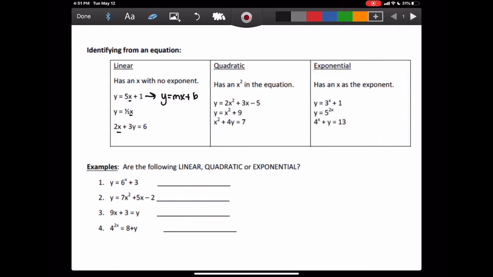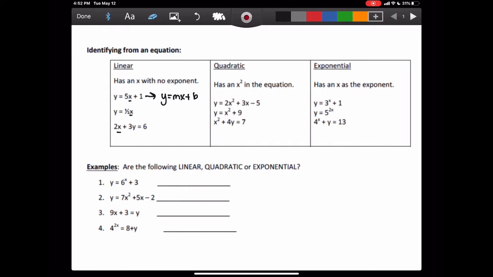So let's look at exponential. Instead of x squared, for exponential, you're going to have an x in the exponent. That's what makes it exponential. Your exponent is now going to be the variable, the thing that can possibly change. So look at these examples at the bottom, 1 through 4. Pause this video and see if you can tell which one is linear, quadratic, or exponential.